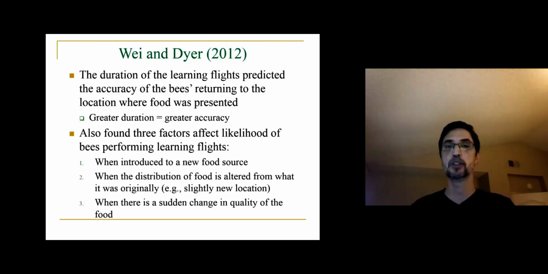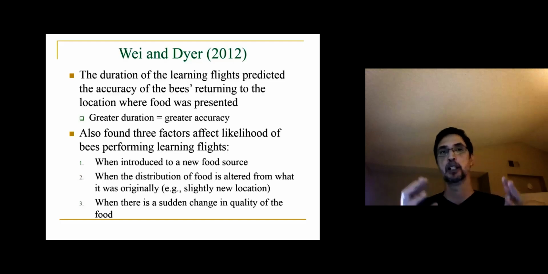Also, when the distribution of food is altered from what it was originally. So for example, if the food is moved to a slightly different location, they're going to be more likely to make that learning flight. And also, finally, when there's a sudden change in the quality of the food. So if the food becomes much better or much worse, they're much more likely to make that turn back and look response. Okay, so these are the conditions under which they're more likely to turn back and look, and then memorize locations of the landmarks.